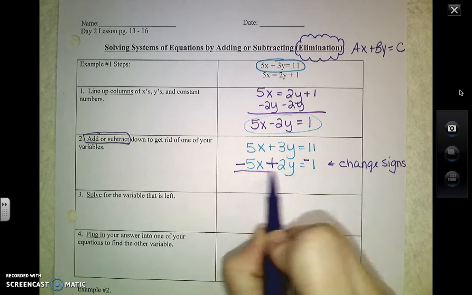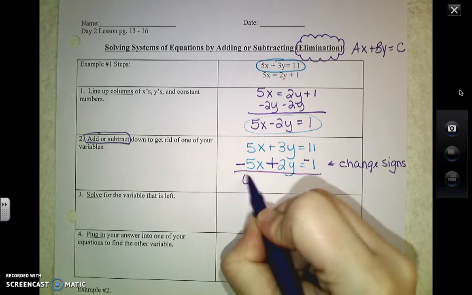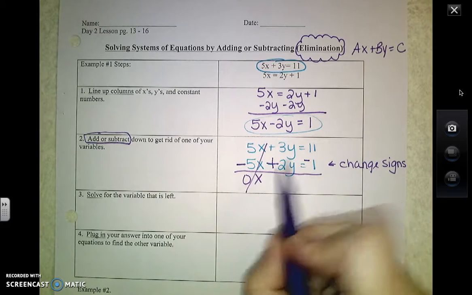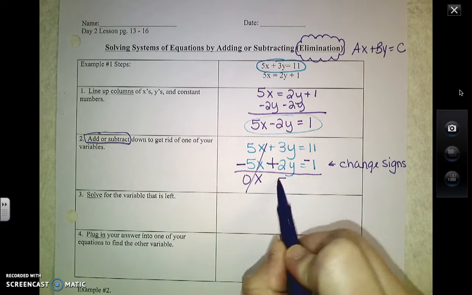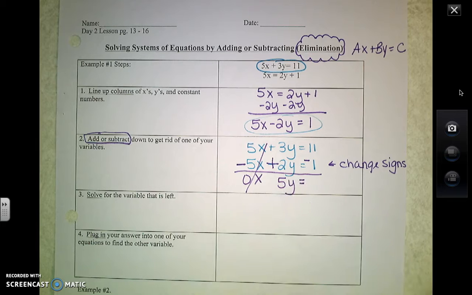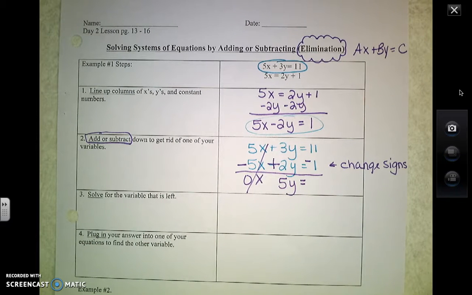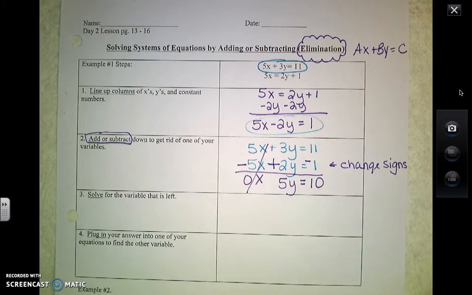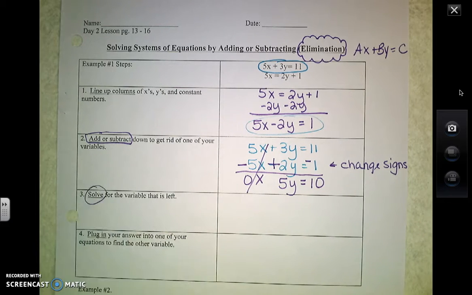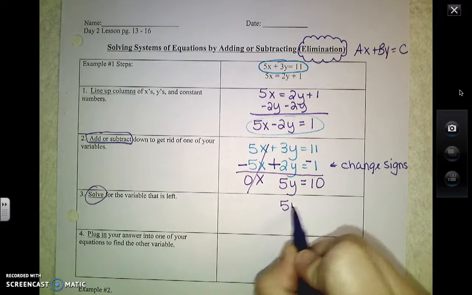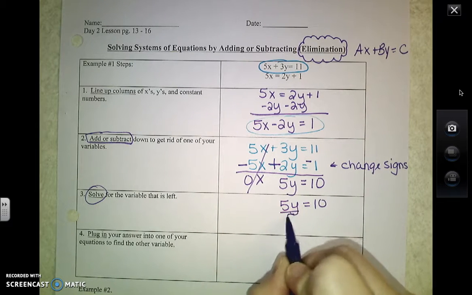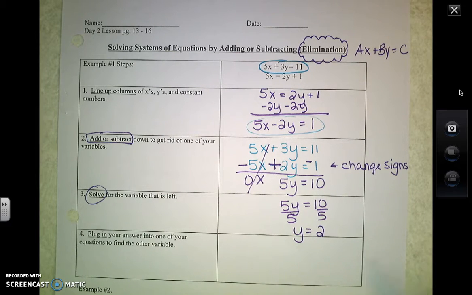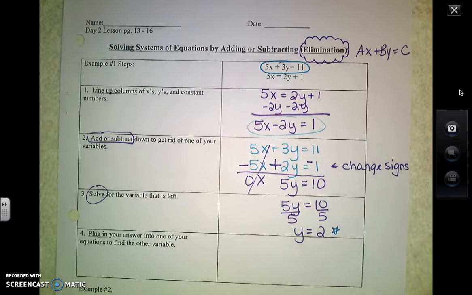Okay, so we're going to go column by column. Our first column, these add up to 0x. So in other words, it all cancels out. I have 3y and now plus 2y because I changed it. So I have 5y equals, and I have 11 minus 1 because I changed that to a minus. And 11 minus 1 is 10. Now you're going to go ahead and solve for the variable that's left. So 5y equals 10. The good news here is it's always an easy one. Divide by 5 and y is 2. I have found my first solution.